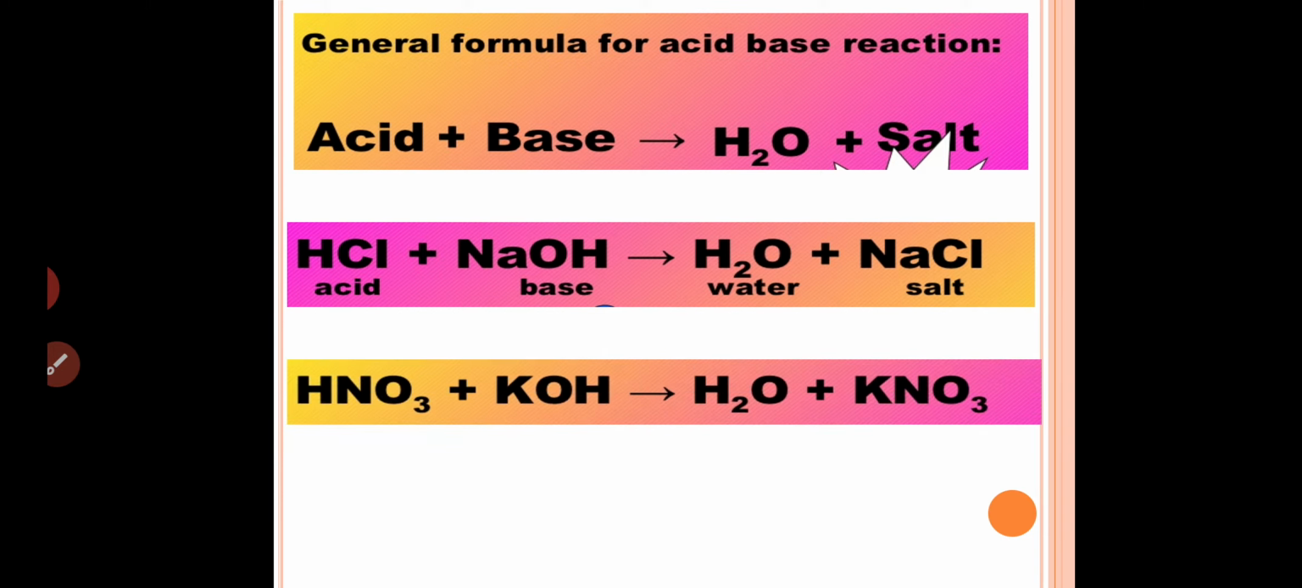Let us see another example. HNO3, that is nitric acid, plus potassium hydroxide gives water and potassium nitrate.